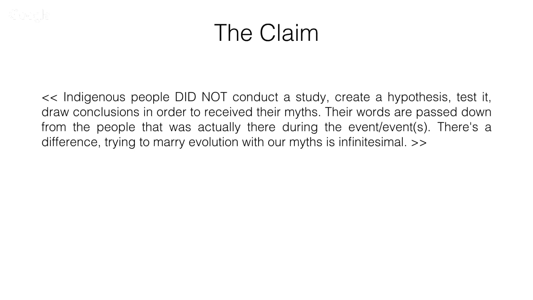So basically the claim is saying that the ancient Africans in the Nile Valley didn't conduct a study, create a hypothesis, test it, draw conclusions, and so on and so forth. So basically, this is another way of saying that there was no means of scientific methodology in the Nile Valley. And this is particularly speaking about the Nile Valley. All right, so that's the claim.